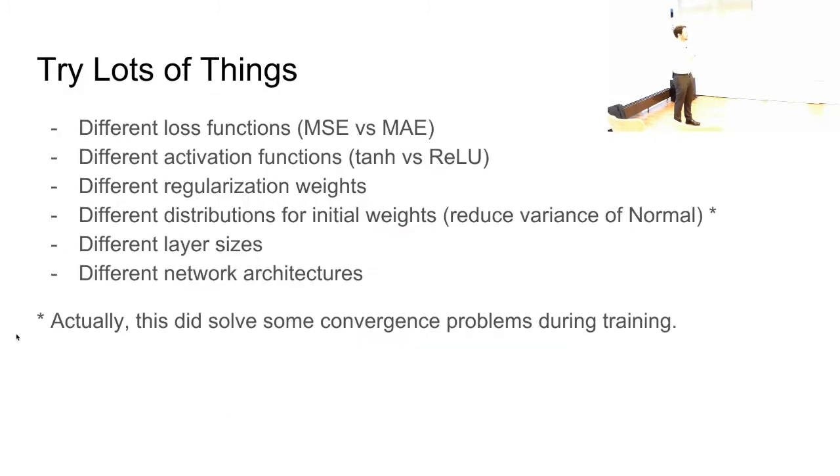That was running that whole grid of models and seeing which one was the best. So now the debugging begins. I made loads of arbitrary decisions in this network. So try lots of stuff, different loss functions.